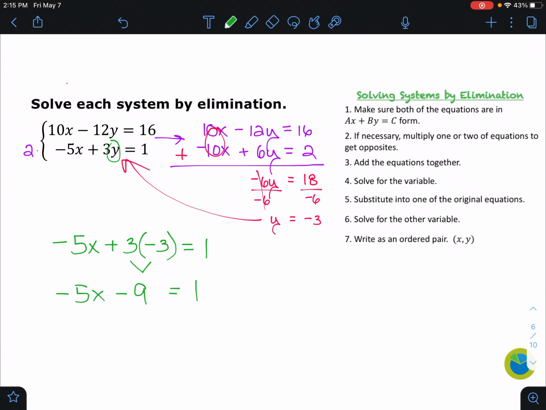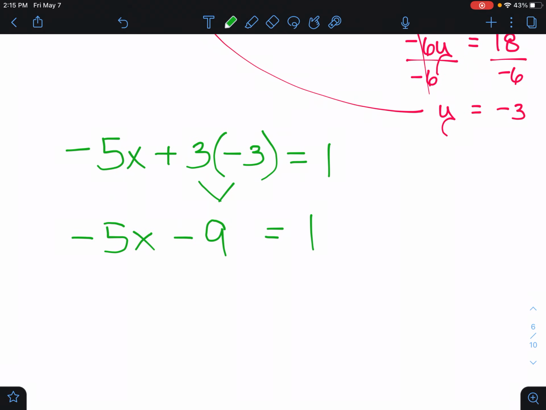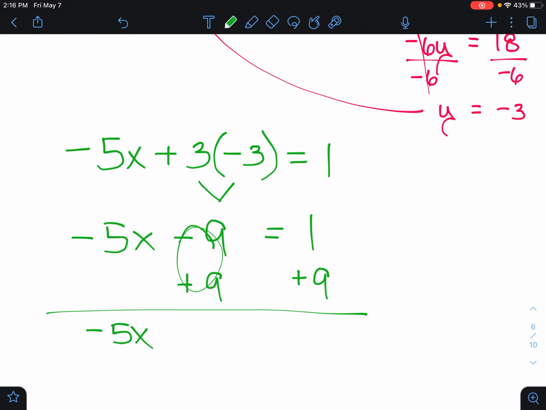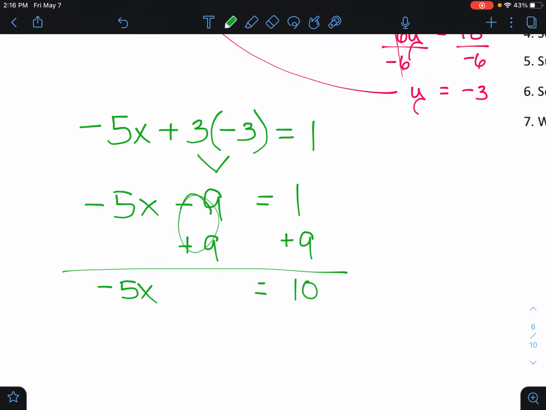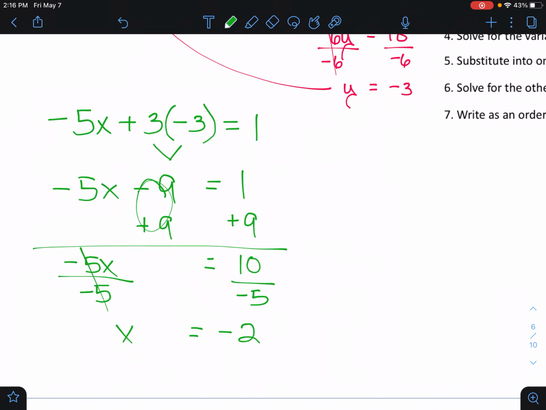Now I just want to solve this two-step equation. So let's see. To solve for x, I'm going to first need to get rid of that negative 9, so I'm going to add 9 to both sides. So I would have negative 5x. These cancel. Equals 10. And lastly, I want to divide by negative 5. x equals negative 2. All right.